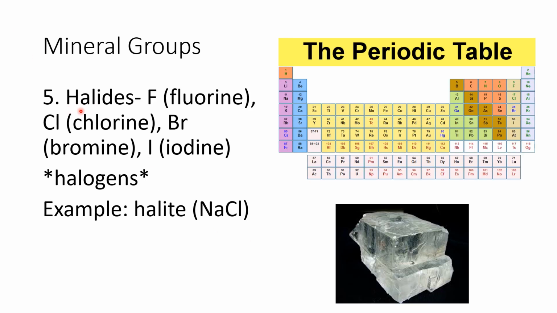Our next mineral group is the halides. Halides contain one of the following elements: fluorine, chlorine, bromine, or iodine. These elements are called the halogens, and they're found here on the periodic table in this column. So a very common example of a halide mineral is halite. Halite is made of sodium and chlorine combined, and this is just regular old salt. So here's just a picture of a big chunk of halite or rock salt.